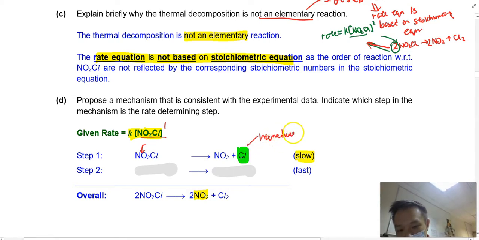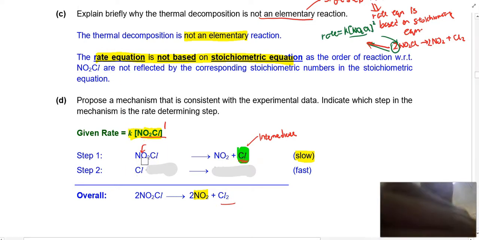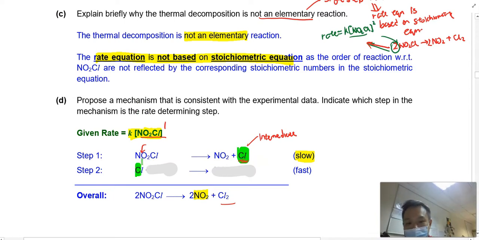How do I know that Cl is an intermediate? Because you can see Cl does not appear in the overall equation. Okay, so once I propose an intermediate, remember, put your intermediate in your next step. Alright, because intermediate will be used up, so Cl is used up in step 2. What can it react with? What's then the next reactant? Then again, take reference from the overall equation. You need 2, right? So far I only use 1, so therefore I react with another NO2Cl.